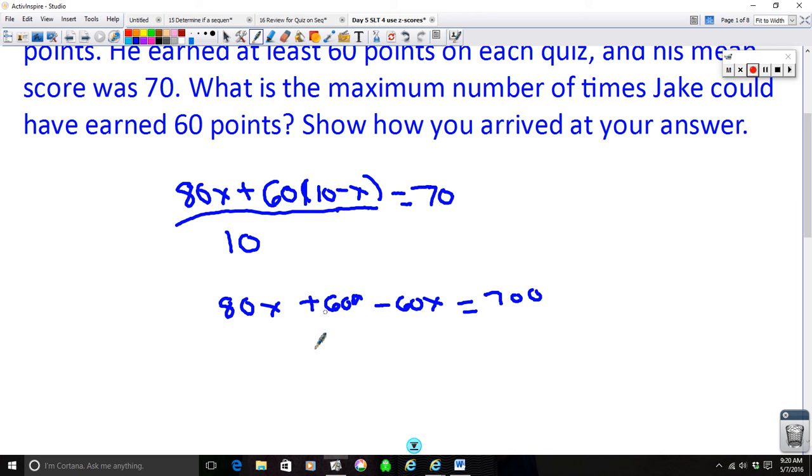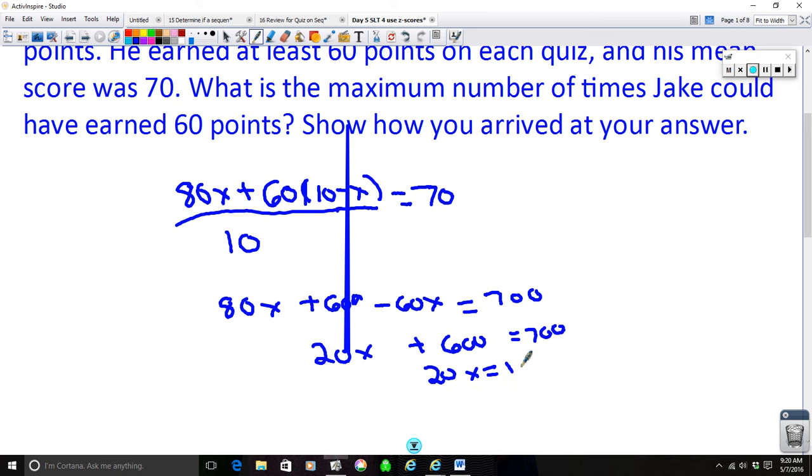So 80 minus 60 is 20x plus 600 equals 700. So 20x equals 100. So x equals 5 tests, the maximum number of times Jake could have earned 60 points to get the average of 70.